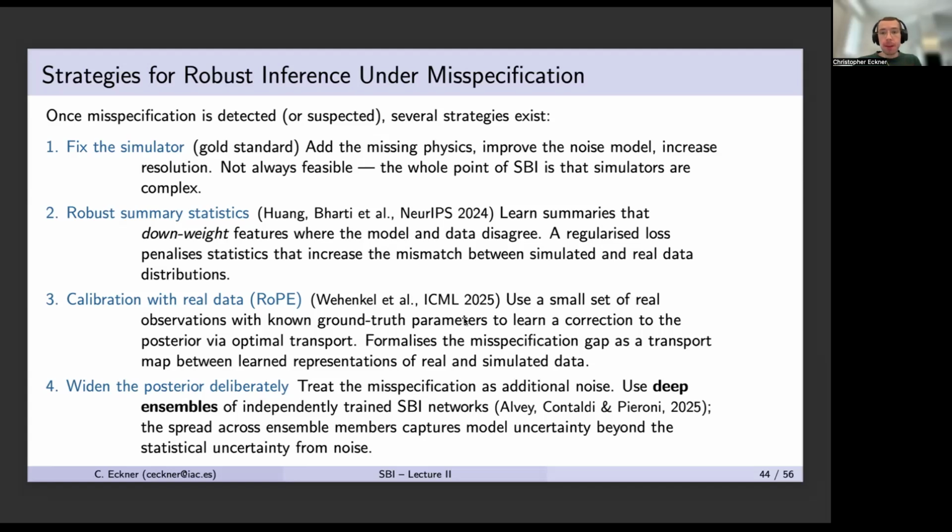And one thing to do, of course, is to just add more noise. If you add more noise to your simulator, you can potentially cover any misspecification by adjusting the noise such that, magically, the real data is now within your model, at the price of widening your posteriors. And if you do this in a non-guided way, your posteriors might become very wide and uninformative in the worst case.